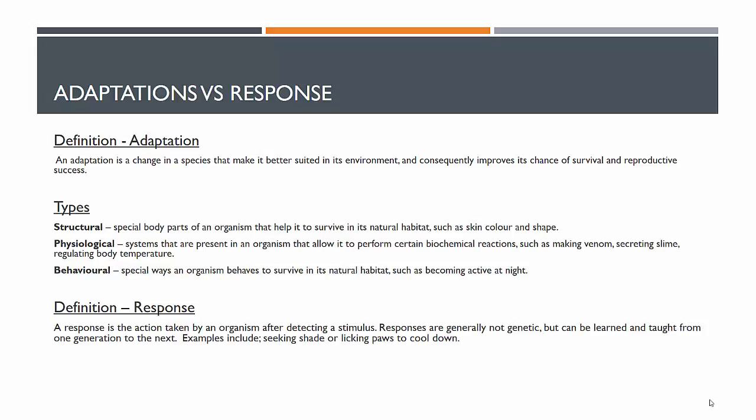Right, so there's three types of those adaptations. You can have structural, so that's actually a physical part of an organism. It might be dense bones or a long neck or a long tail. That's a structural feature that helps it to survive in its natural habitat, such as skin color and shape. A physiological adaptation involves generally internal systems that are present in an organism that allow it to perform certain biochemical reactions, such as making venom, secreting slime, and regulating body temperature. Another one, and this is where we need to make sure that we are clear about our definitions of an adaptation versus a response.